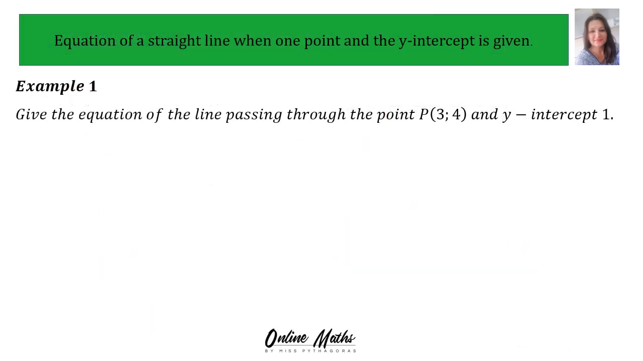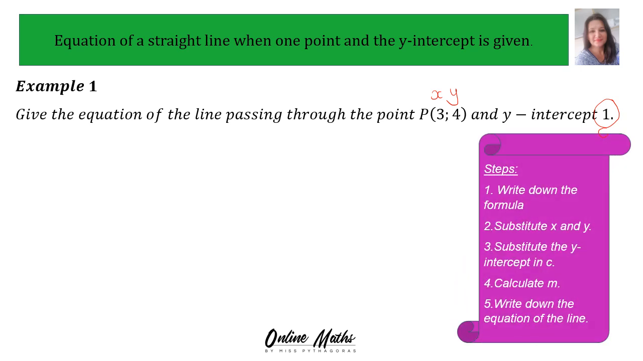Now I'm going to show you how to find the equation of a straight line when one point and the y-intercept is given. Example 1. Give the equation of the line passing through the point P (3, 4) and y-intercept 1. Already, y-intercept symbol is c. And then this other point consists of an x and a y coordinate.